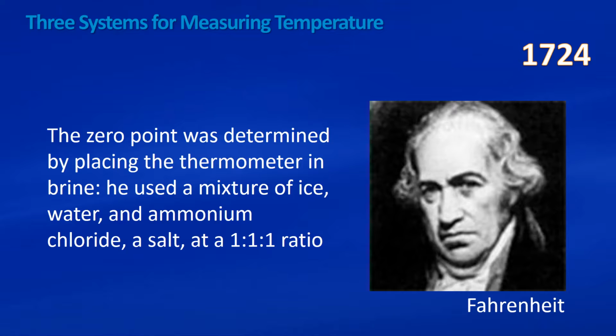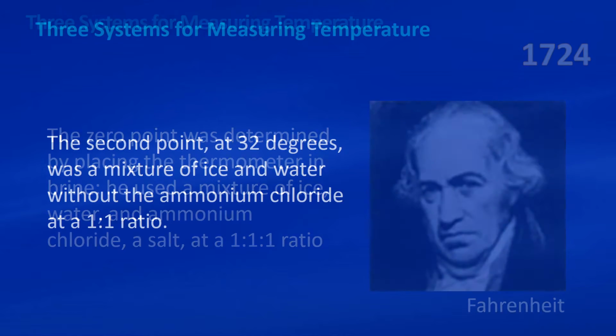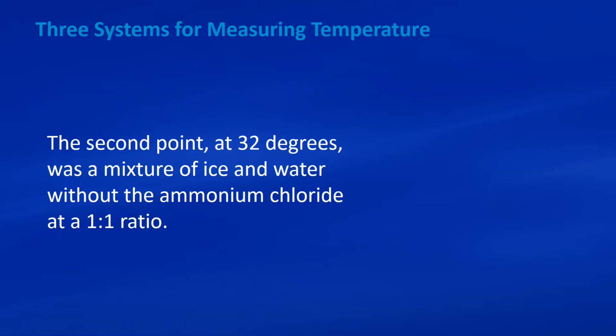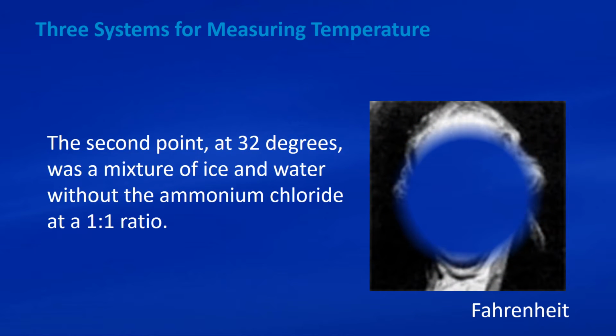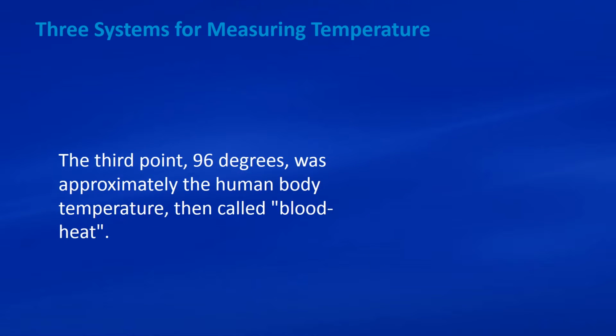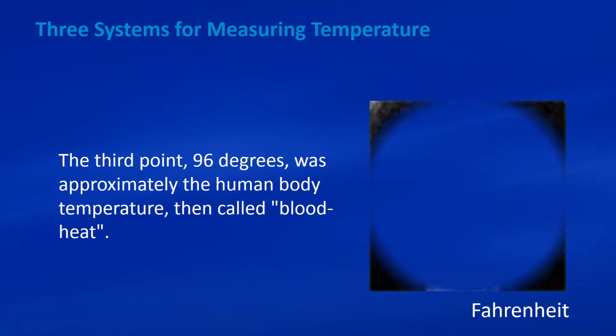I'm not sure why he chose those things, but that's why our 0 point is where it is, which is 32 degrees Fahrenheit if you were just to use water for the freezing point. But he put his 0 point in a mixture, not a substance, a mixture. So if you take ice and water without the ammonium chloride, that's where he set his scale for 32 degrees. And he made a third point of 96 degrees, which was approximately the human body at the time. It's what they labeled it as. We call it 98.6, but he called that blood heat.